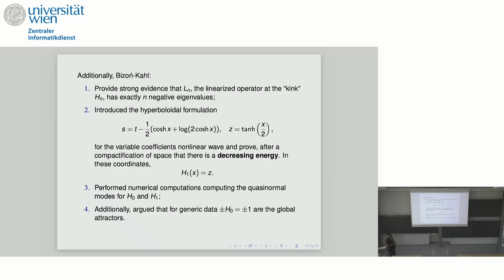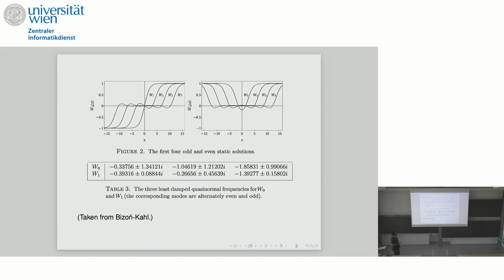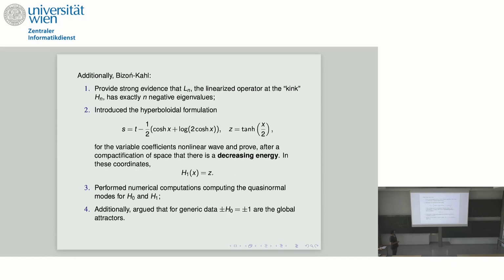In these variables, you can write down the equation, and in some sense you get a compactification of space, and then you can prove that you have a decreasing energy in these variables. Additionally, they perform numerical computations to find the quasi-normal modes for H1, which are written here. And additionally, they argue that for generic data, H0 is essentially one of the global attractors.